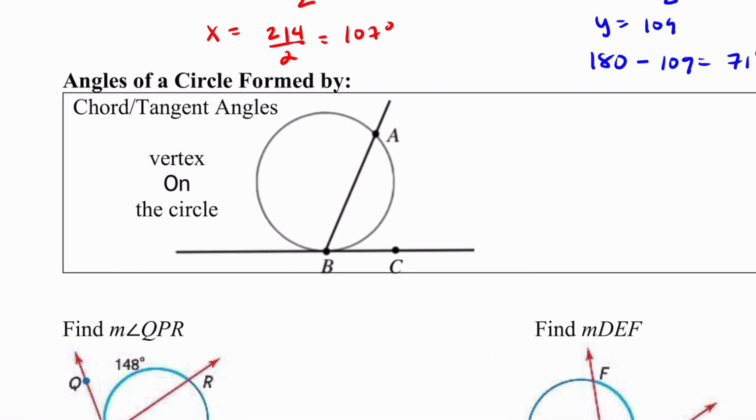Let's look at this. Angles of a circle formed by chord-tangent angles. I have a chord here. Remember, a chord is essentially a segment where the endpoints are on the circle, and a tangent is where the segment intersects the circle only once. If the vertex of the angle is on the circle, as you can see right here, this is the formula that you have to know.